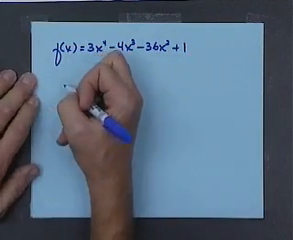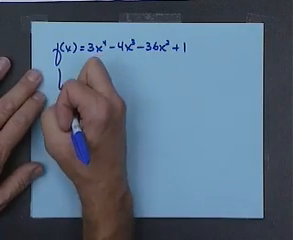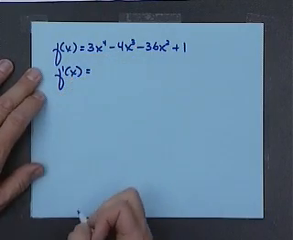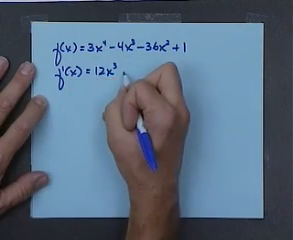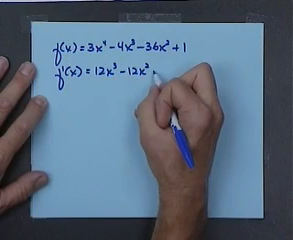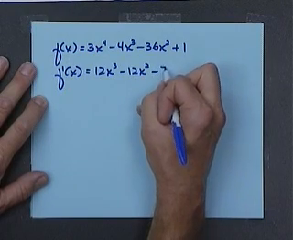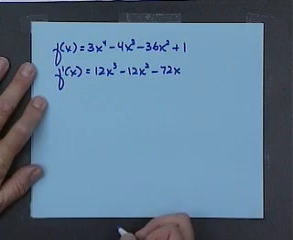So if we want to determine where it's increasing and where it's decreasing, we need to use the derivative, which is what? 12x cubed minus 12x squared minus 72x. And that's it, right? Derivative of 1 is 0.